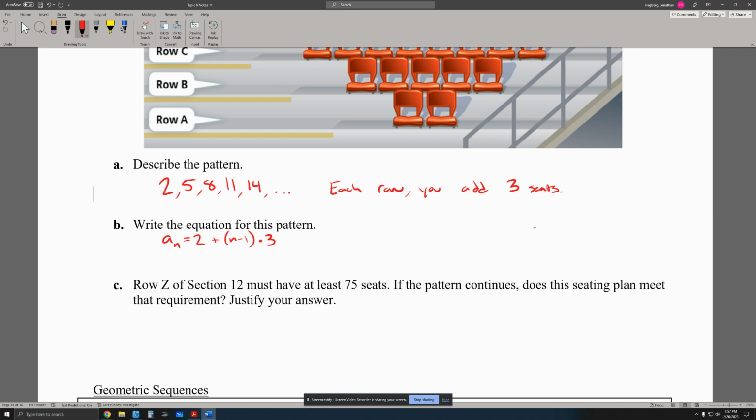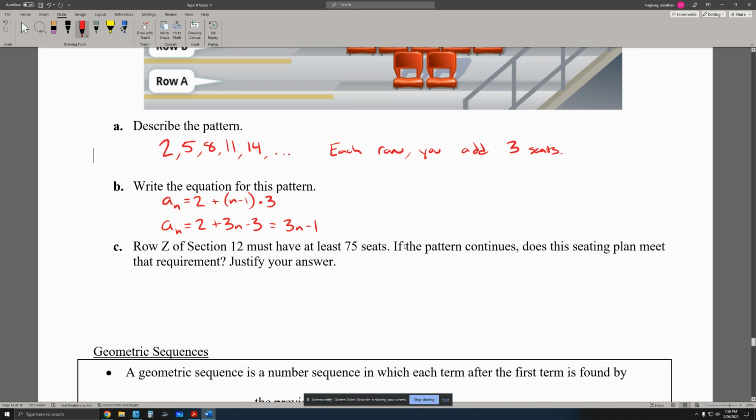Okay? Now, if we were to simplify this, this would be a sub n is equal to 2 plus distributing that 3, we get 3n minus 3. And then simplifying further, we get 3n minus 1. Okay? So row Z of section 12 must have at least 75 seats. If the pattern continues, does this seating plan meet that requirement?